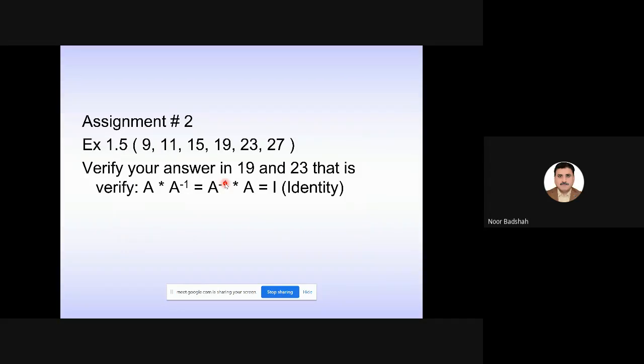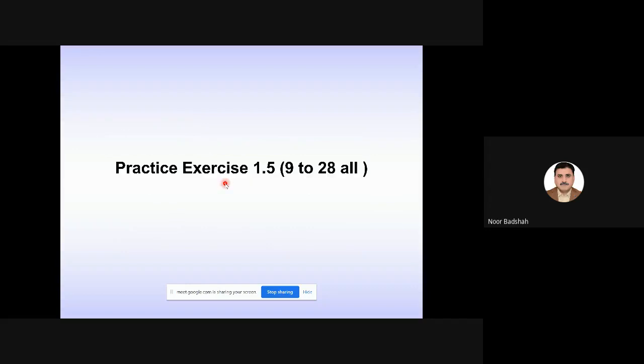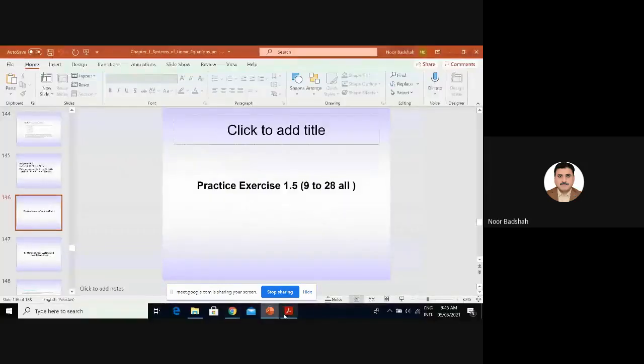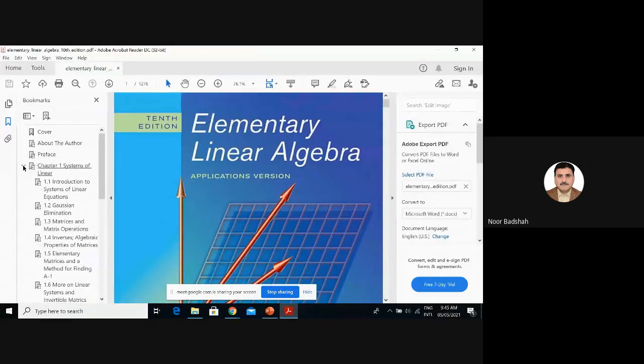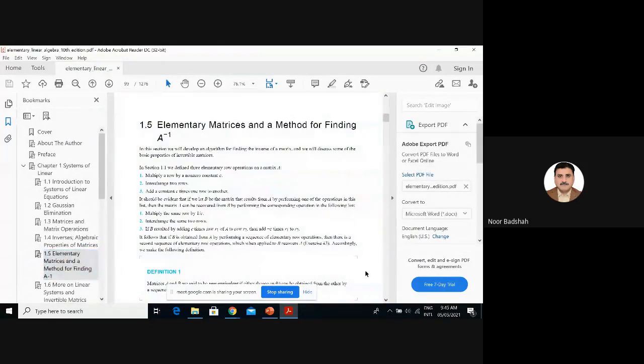Forget about it for this moment about assignments. I'll be giving you assignment later on. So let's move to exercise 1.5 in the book and see if there is any question which is difficult. So we discussed all these things.